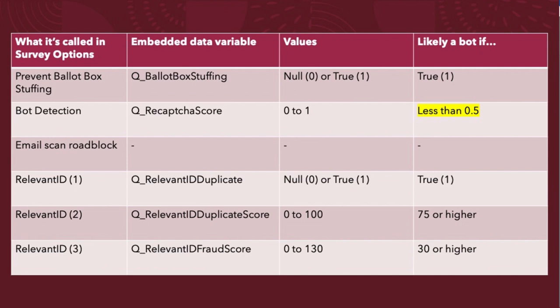So you can use this in Survey Flow to either just flag people or kick people out. And it's up to you in terms of your survey what's most appropriate there. So just be aware though, it's not always the case that a higher score is better. So this one in particular, people are likely a bot if it's less than 0.5 on recapture. Just make sure if you're going to use this in Survey Flow that you get things the right way around.